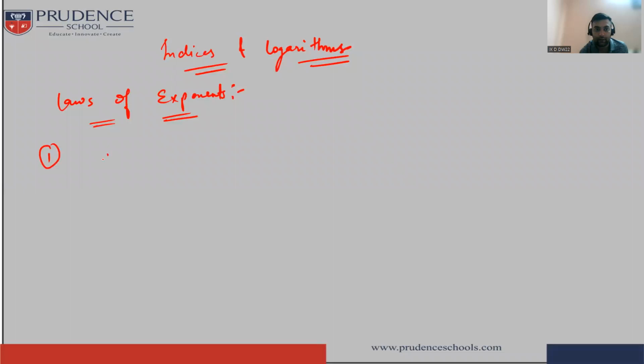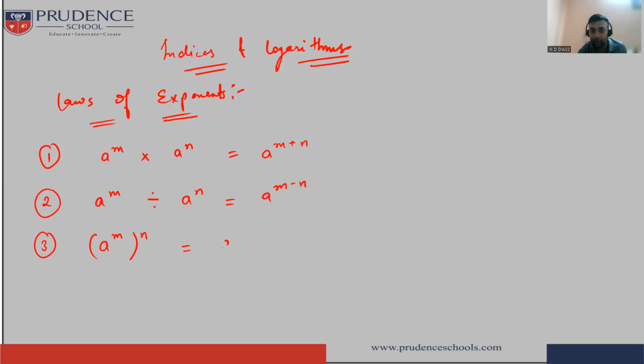The first law is if a raised to power m is multiplied by a raised to power n, which means the base is the same and the powers are different and they're in multiplication, so the powers will get added. Second is a raised to power m divided by a raised to power n. It will be equal to a raised to power m minus n. Third is a raised to power m whole raised to power n will be equal to a raised to power m into n.